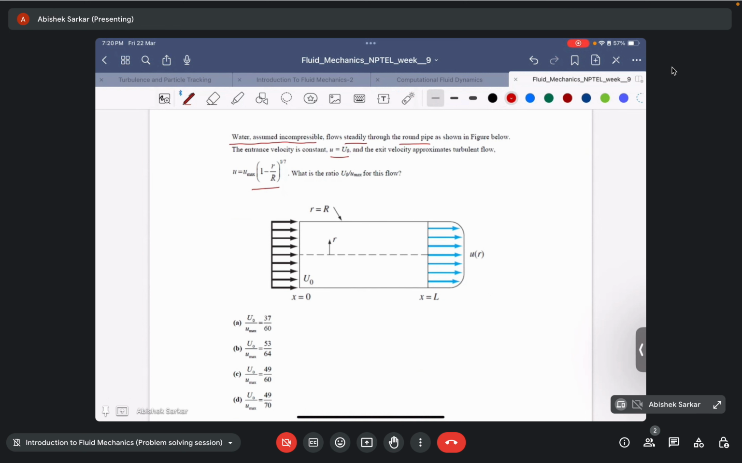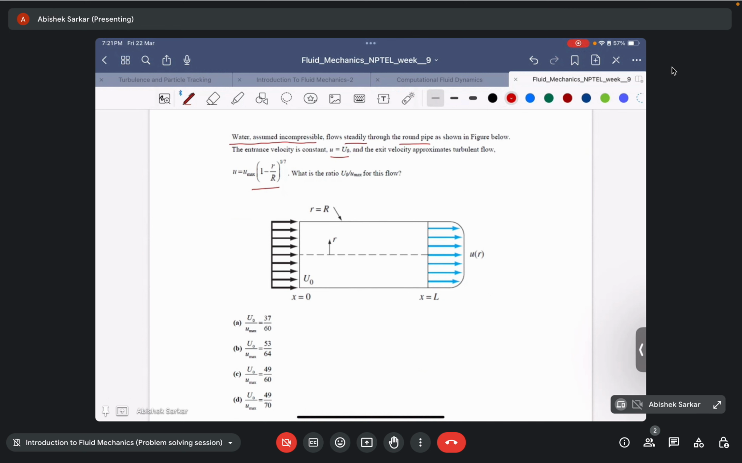They're asking us to find the ratio between the initial velocity profile u naught and the u max that is given in the velocity profile for the exit. In order to do that, since the flow is steady, we can directly apply the conservation of mass. Since the flow is steady, the local derivative, or partial derivative with time, would be 0. So we'll only be left with the net mass flux term.